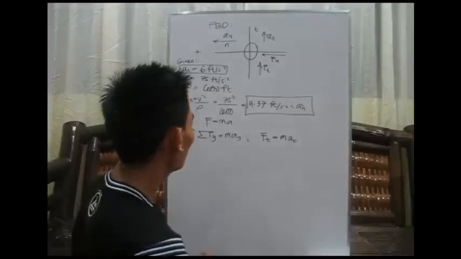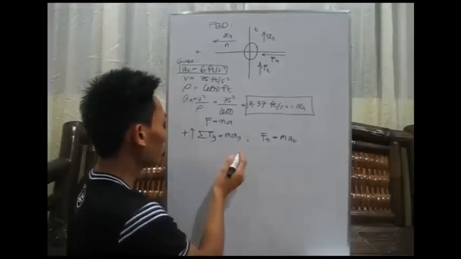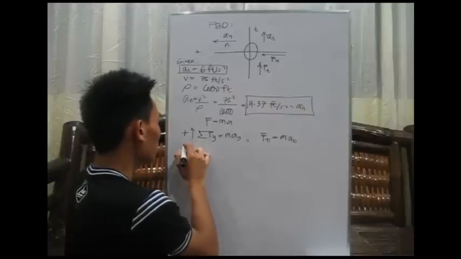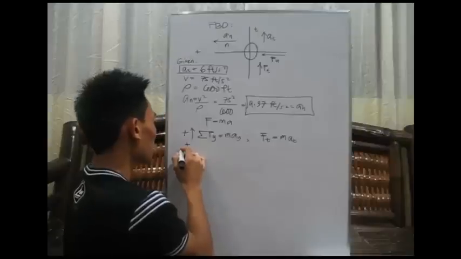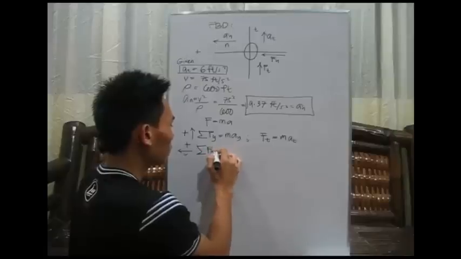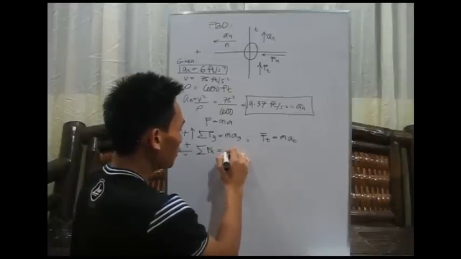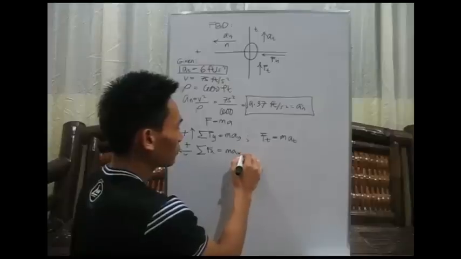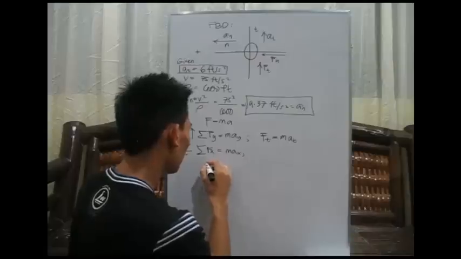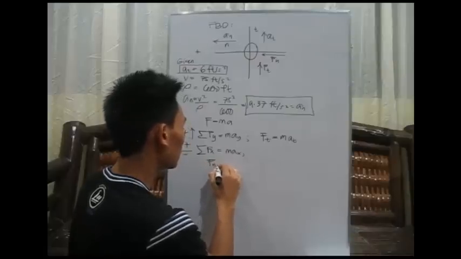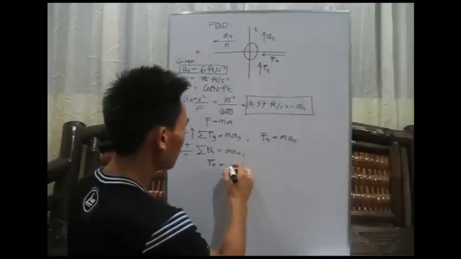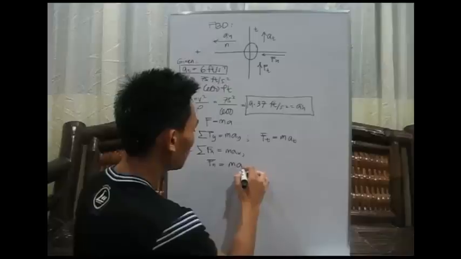Another is the force acting in x. We will assume that this direction is positive. So the summation of Fx is equal to m a x. So we have Fn equals m an.